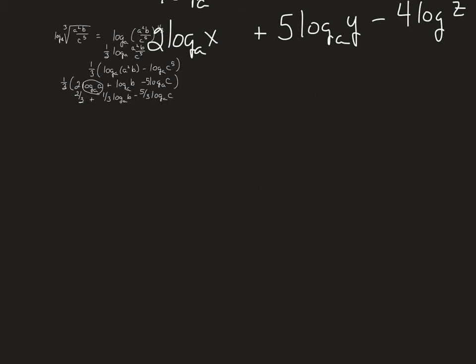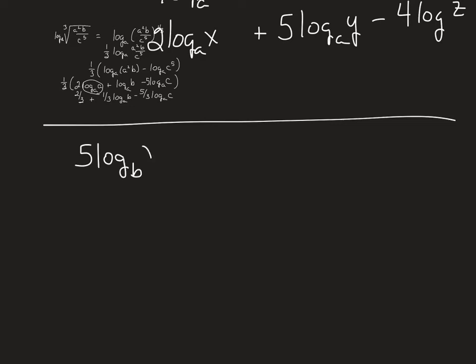Okay, the next thing we want to do is express as a single logarithm. So let's say that we have 5 times the log base b of x minus the log base b of y plus 1/4 the log base b of z. Now, one thing I want you to notice, there's not any parentheses around the last two terms.